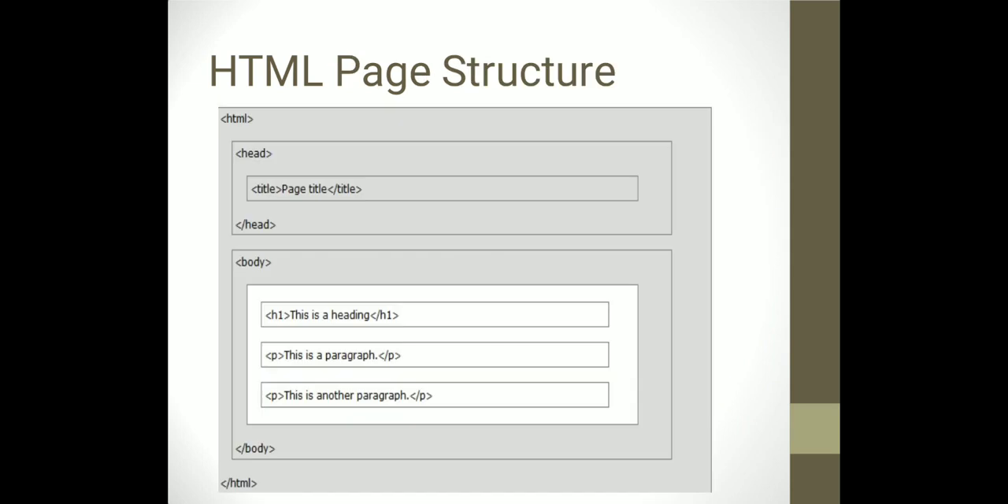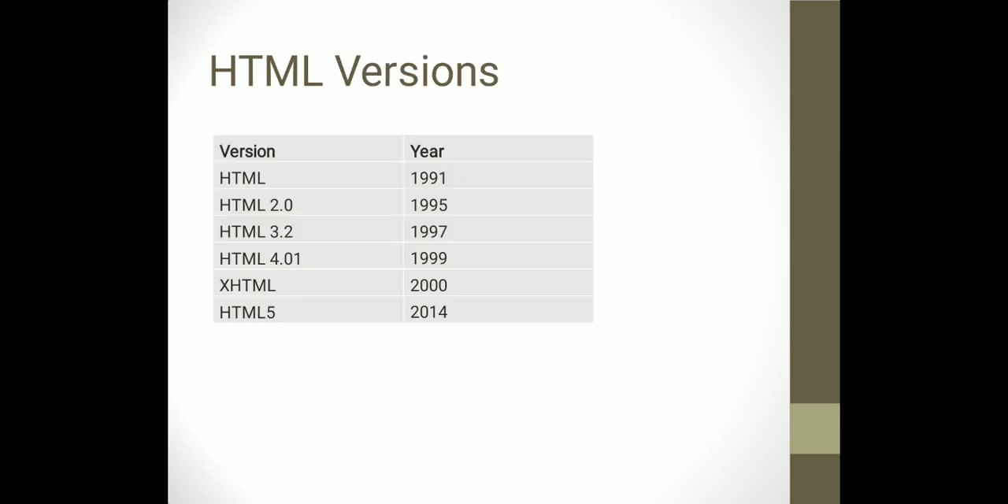So this is the HTML page structure. We can see the HTML is at the upper side, which is made up of the head section and body section. The head section can go with the title of the page. Then in the body section you can write your headings or paragraphs or anything that matters, the content of the body. And after closing the body tag, you will close the HTML tag as well.